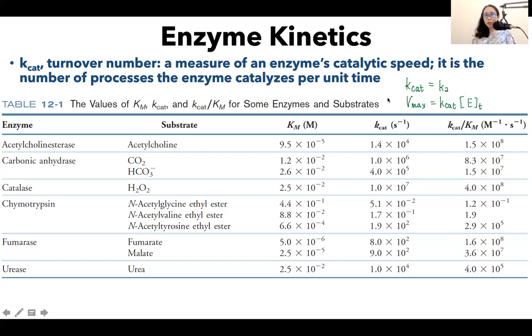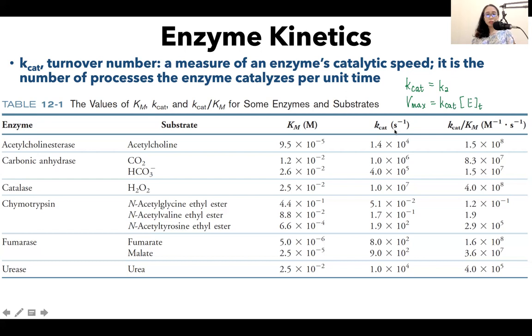Because the second step is a first order reaction, it depends on only one concentration term, which is the total concentration of the enzyme. That is why we have per unit of time as the unit of Kcat.